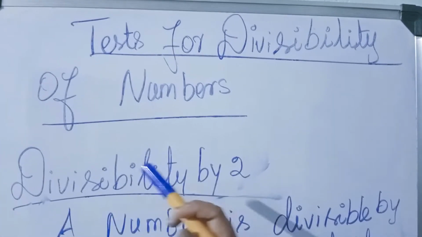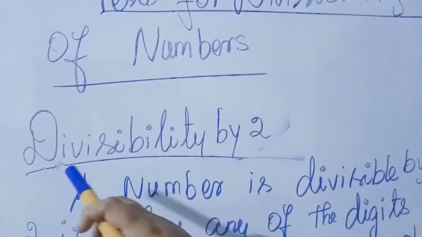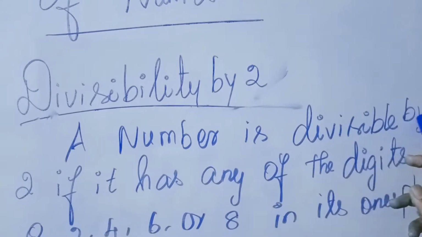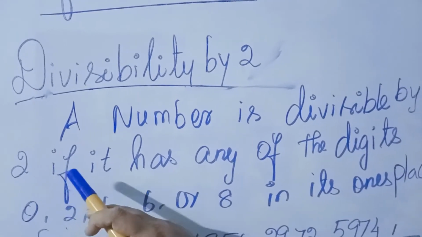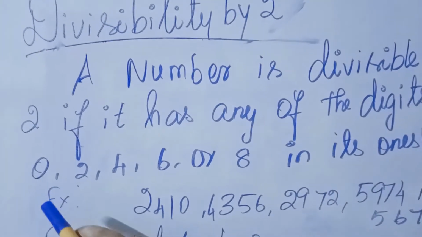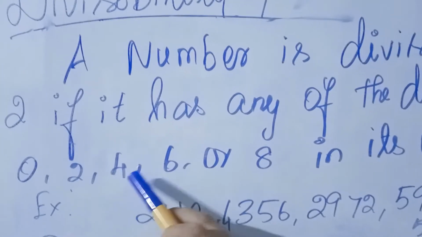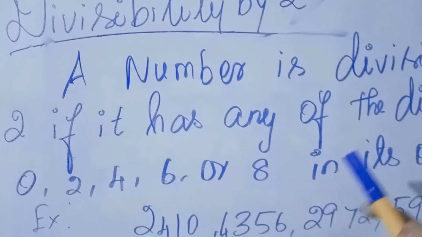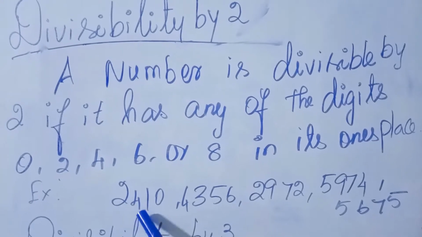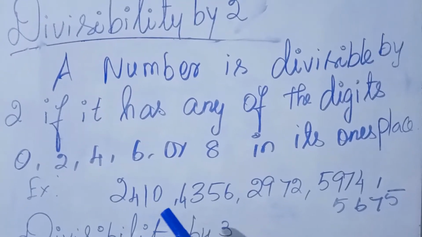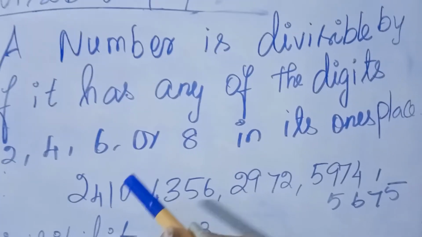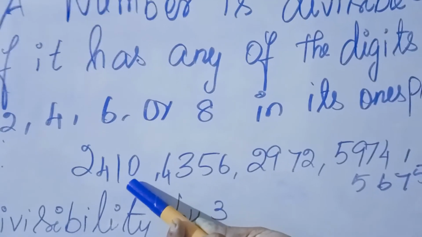Now we are going to check the divisibility rule for 2. Divisibility by 2: a number is divisible by 2 if it has any of the digits 0, 2, 4, 6 or 8 in its ones place. For example, 2410. Now we can check the ones place. The ones place is 0. Yes, it is divisible by 2.